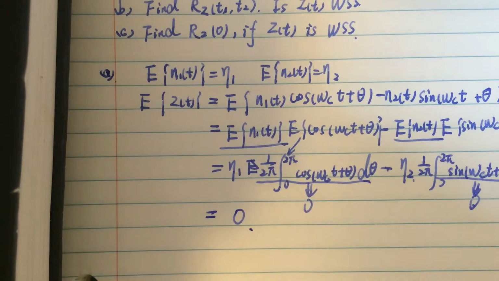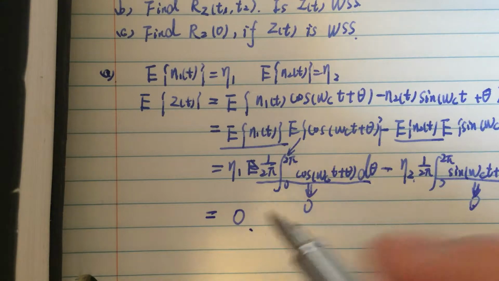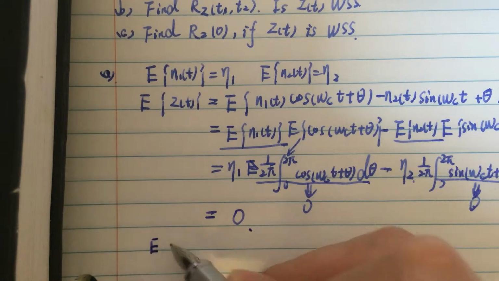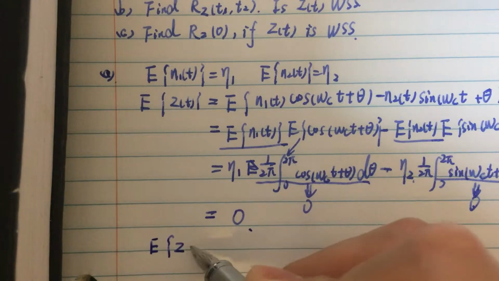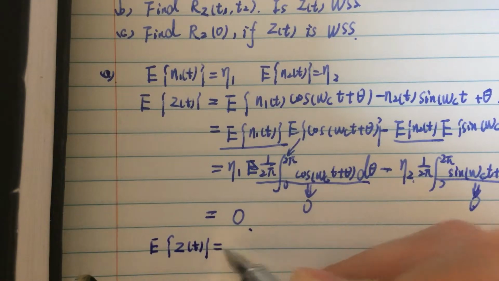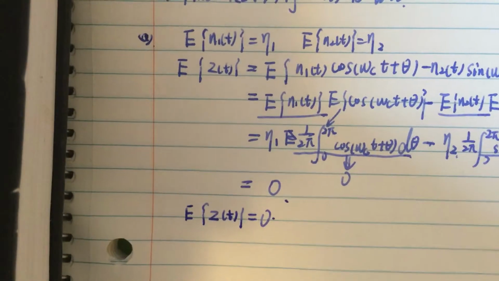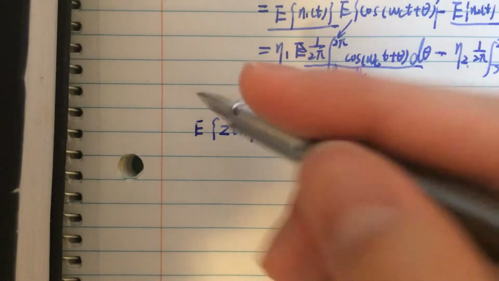And we know the result for the first question is E of Z(t) is equal to 0. And now let's do the second one.